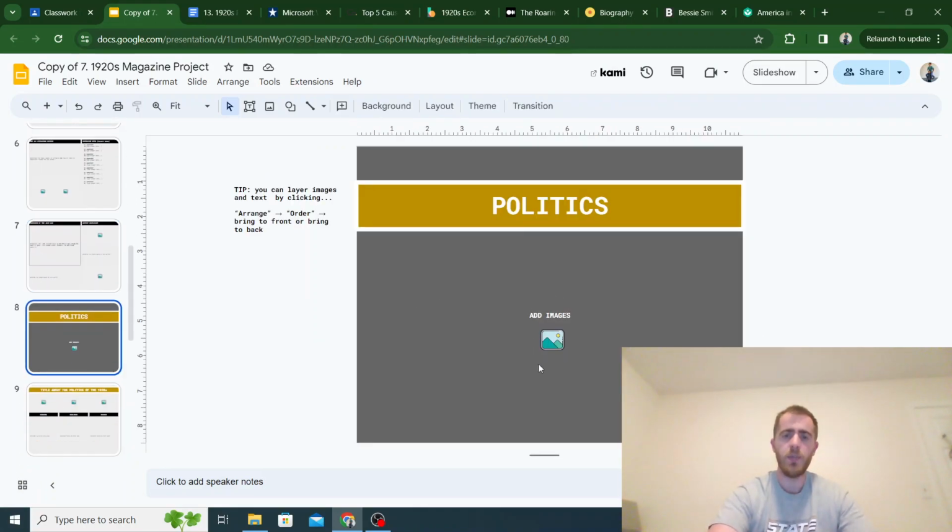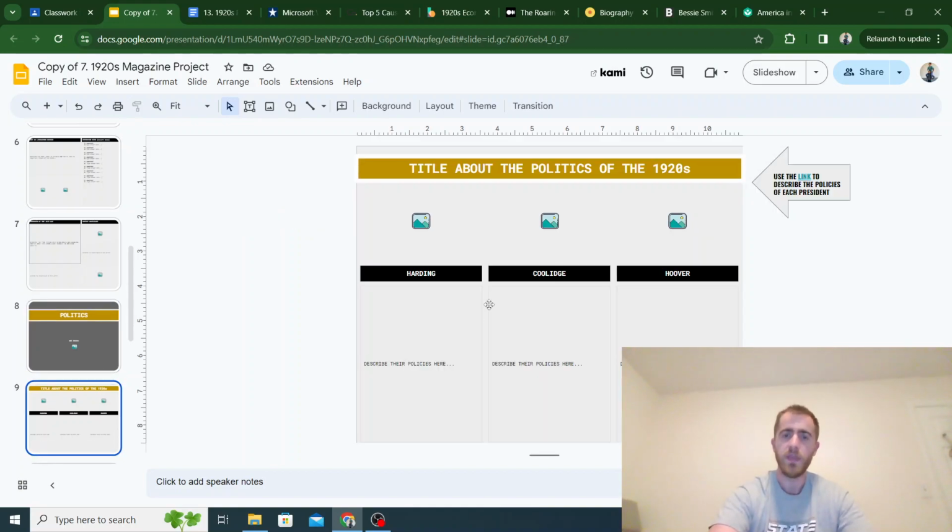From here, guys, again, put in a picture that relates to 1920s politics. Don't change the title. Pretty please. This slide's really straightforward. I just need you to tell me about the three 1920s presidents and their policies. We're going to have a picture of Harding here, a picture of Coolidge here, and a picture of Hoover here.